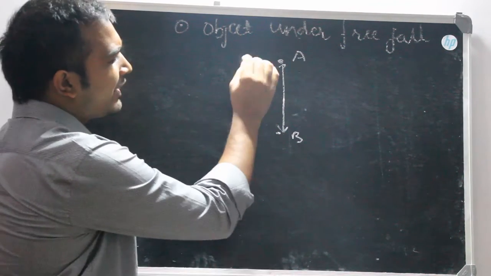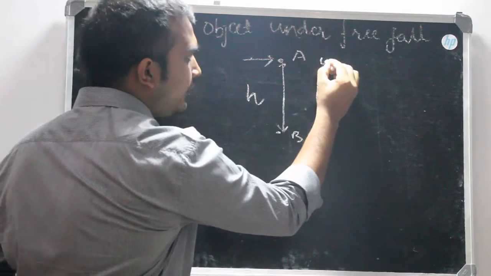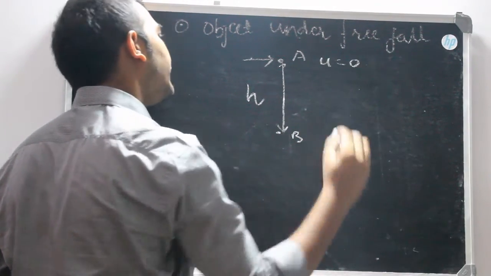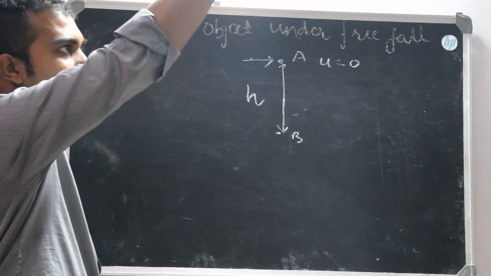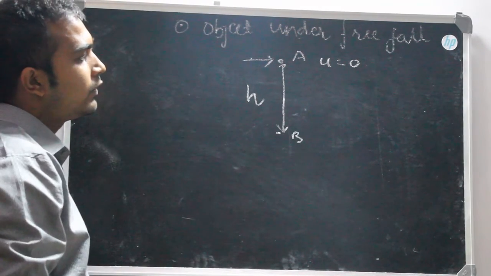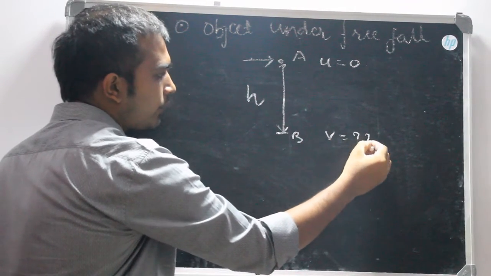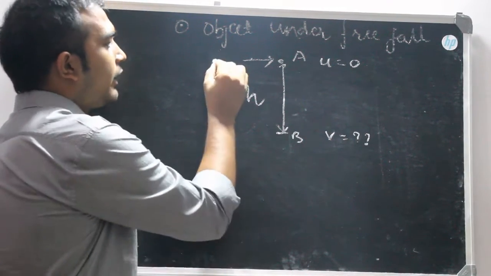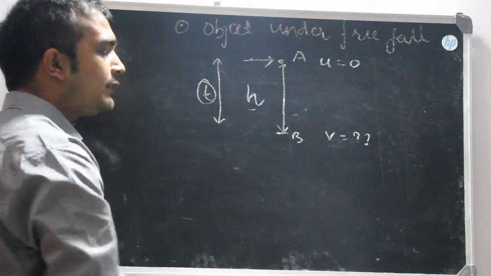When a ball or say any object is dropped from A to B, initial velocity you have to consider as 0, because I will be just dropping the ball. So initial velocity is 0. The final velocity is something we need to find out. Time, say it takes t time to cover distance h.